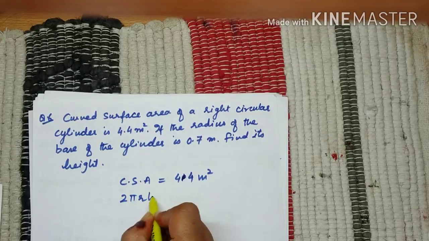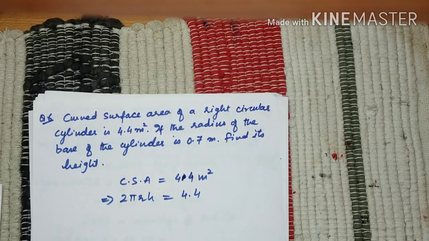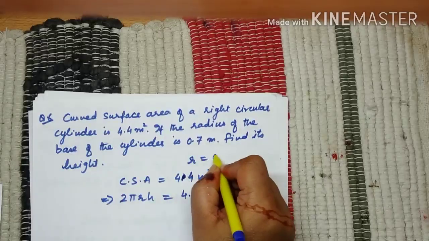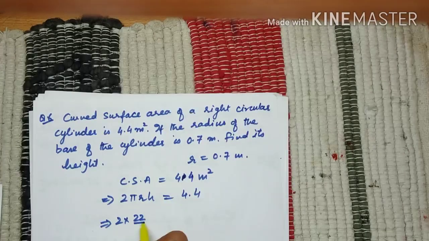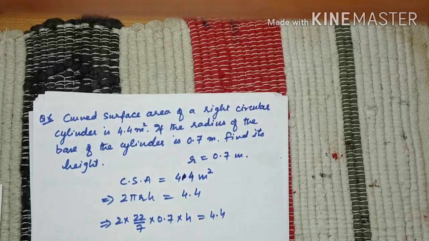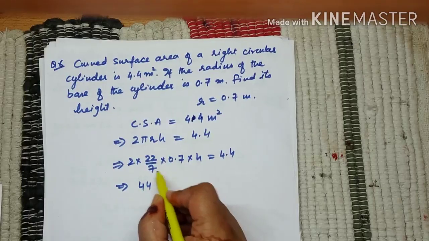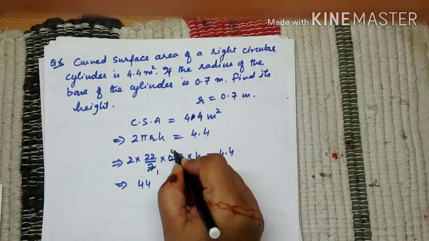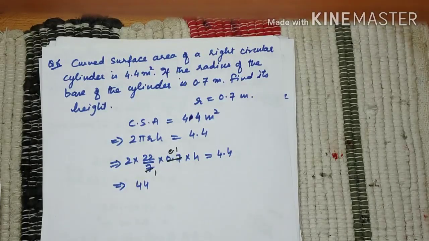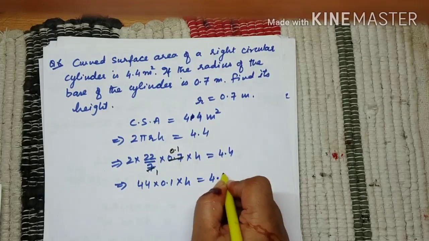2 pi rh is 4.4. Now what else is given? Radius is given. r is 0.7 meter. So let us substitute r. 2 into 22 by 7 into 0.7 into h is 4.4. So I get 2 into 22 is 44, and this will cancel. See, 7 ones are 7, and this is 0.1. So I get 44 into 0.1 into h is 4.4.